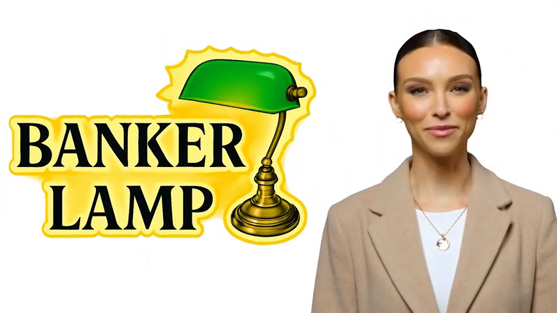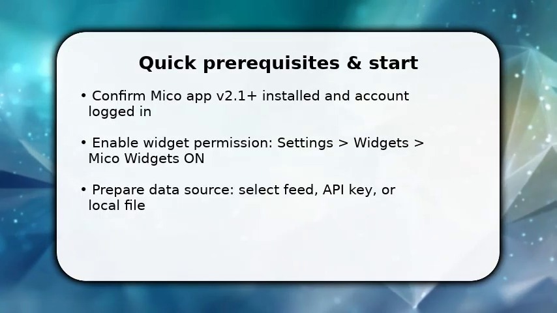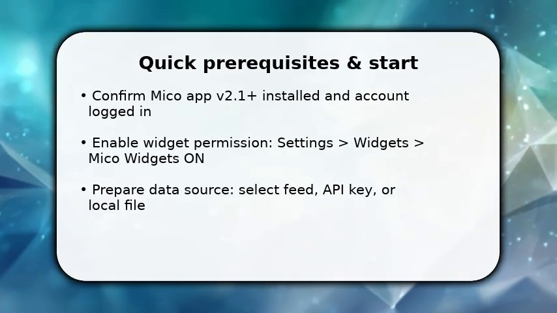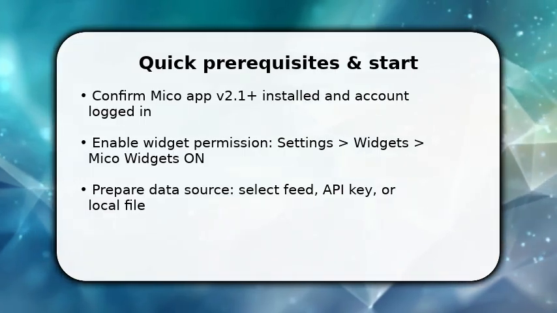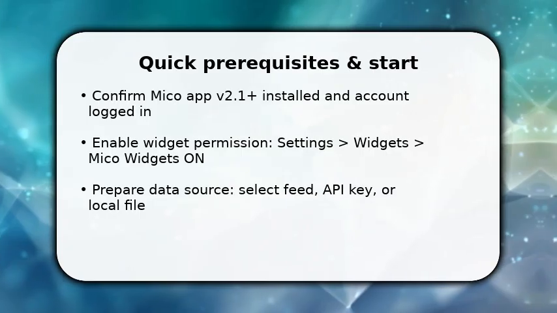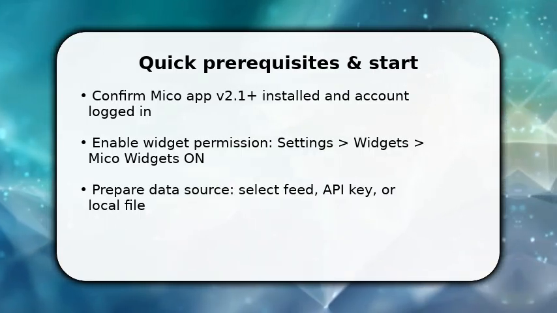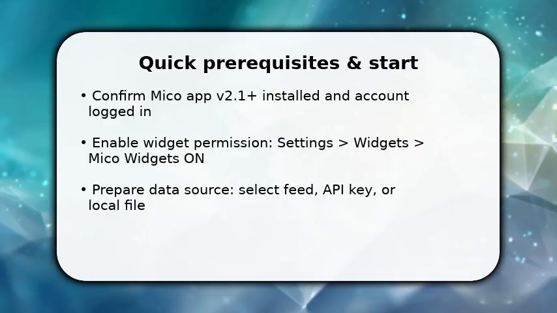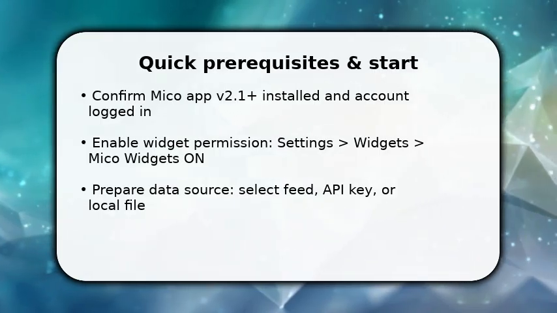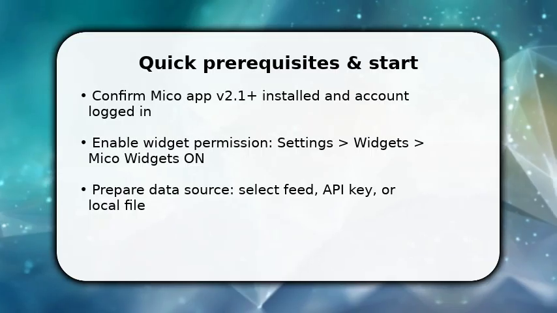Please enjoy the video. You'll begin by verifying essentials so the process runs smoothly. First, open Mico and confirm you're on V2.1 or newer and signed in. This ensures widget compatibility. Once done, enable widget permissions in settings so Mico can place components on your home screen.